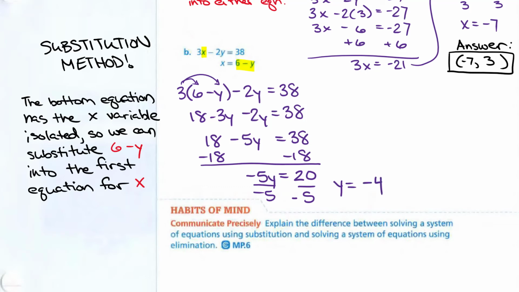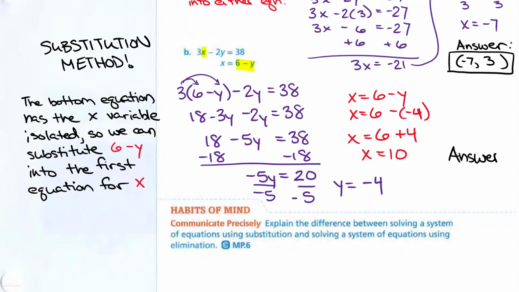And then we'll go back to our x equation, where x is equal to 6 minus y, and plug in the negative 4 for y. So x is equal to 6 minus negative 4. Be careful with that double negative there. And we get x is equal to 6 minus negative 4, so plus 4, and x is 10. So our final answer here, our x is 10 and our y is negative 4.